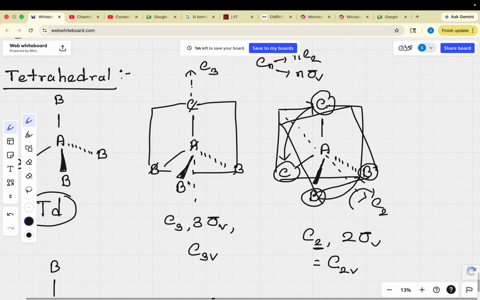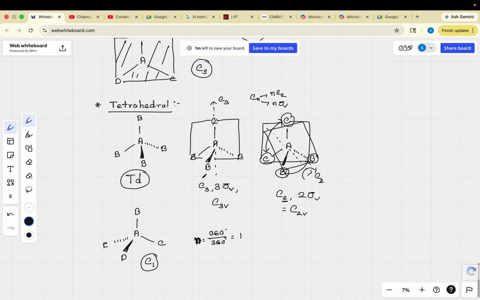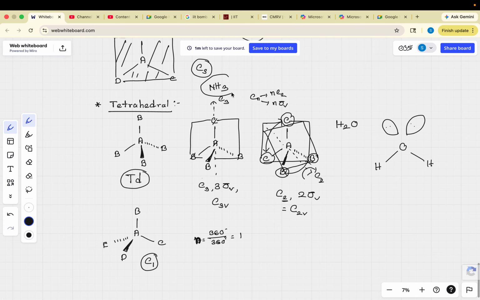Fine. So these are the types of tetrahedral molecules. If you change the atoms, you will get different point groups. This C3v will be the example of your ammonia, and this C2v will be the example of your water molecule. If you draw the water molecule, you will get the same thing. You can correlate this C2v with the water molecule, and C3v you can correlate with ammonia.